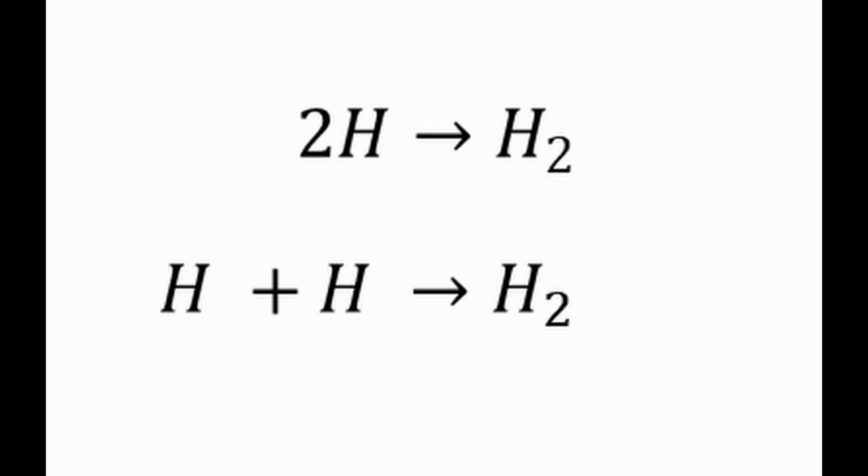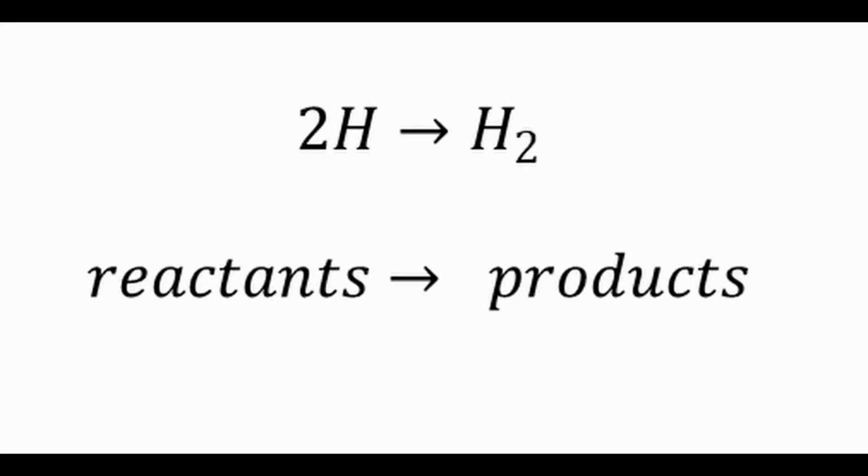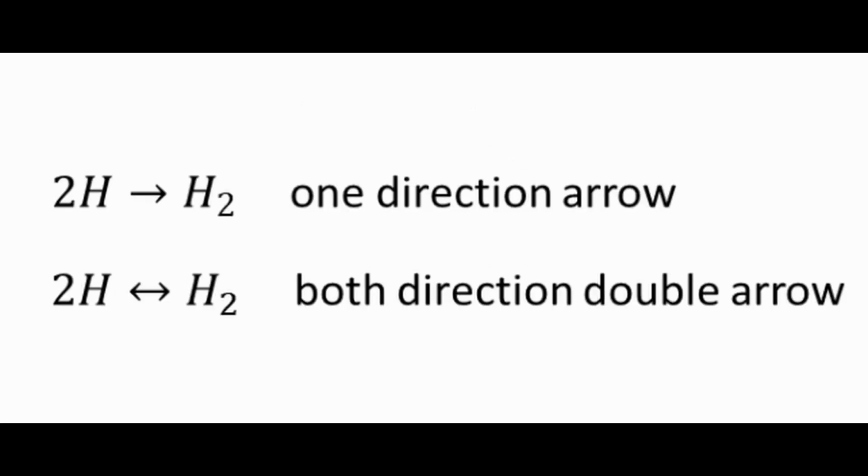The simplest chemical equation might be 2H forms H2. In words, 2 hydrogen atoms combine to form 1 molecule of hydrogen, H2. We might also use the mole concept to say that 2 moles of hydrogen atoms combine to form 1 mole of hydrogen gas, H2. In the chemical reaction, the H atoms on the left are the reactants, and the H2 molecules on the right are the products of the reaction.